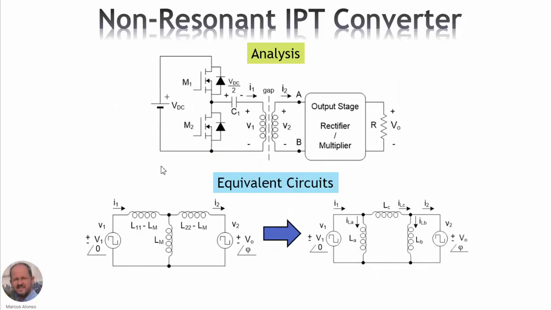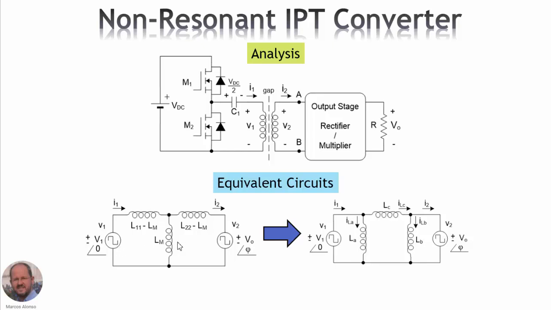Here we can see the equivalent circuits of a non-resonant IPT converter. What we are doing with our converter is to apply a square voltage waveform at the input, as we can see here, V1. And because of the operation of the output stage, we are going to have also a square waveform at the output of the IPT system. So we are going to have this voltage V2, which is also a square waveform with an amplitude equal to the output voltage, but with a phase lag with respect to the input voltage V1.